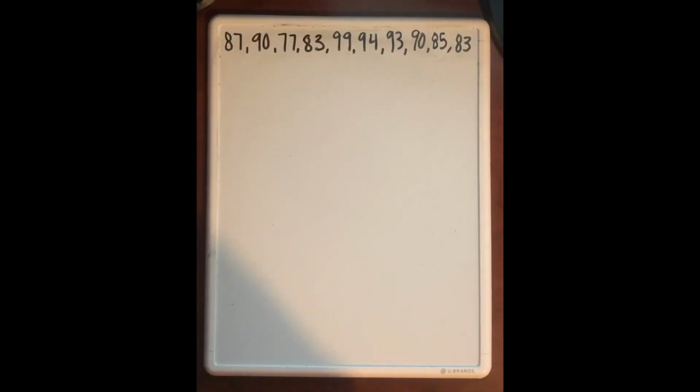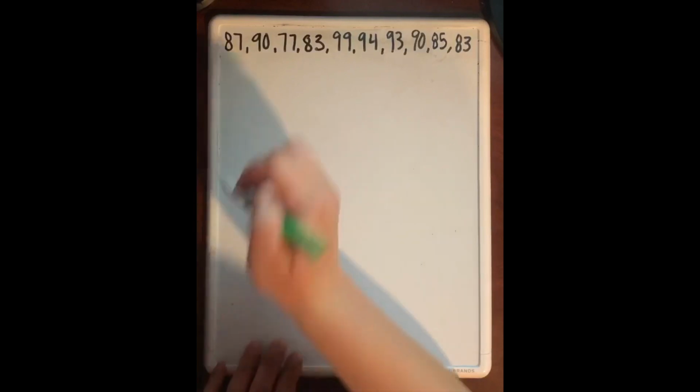All right, let's look at an example of when we find the median when there's an even amount of data values. So the first step stays the same, and we are going to arrange the data values from least to greatest. So let's go ahead and do that now.